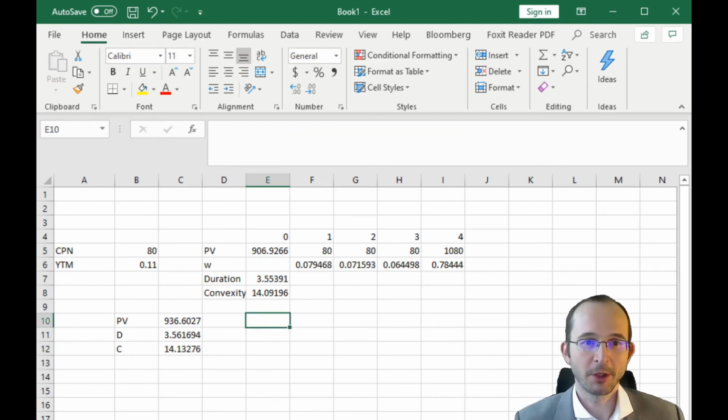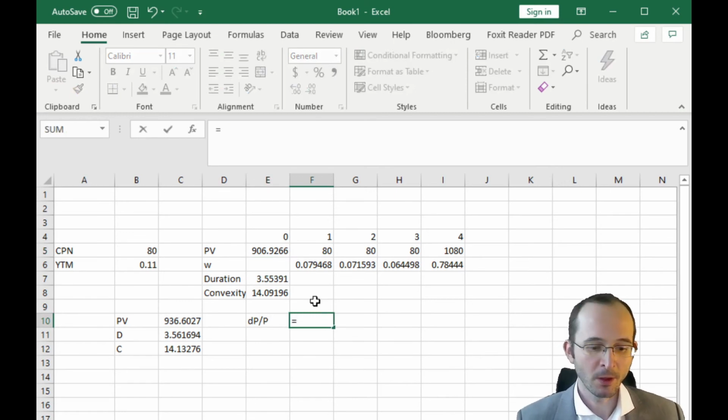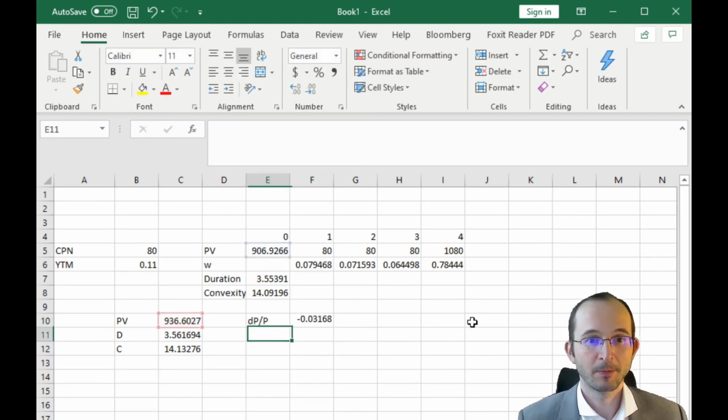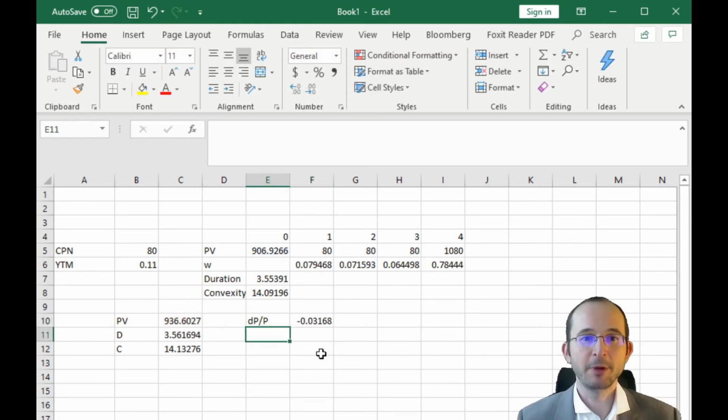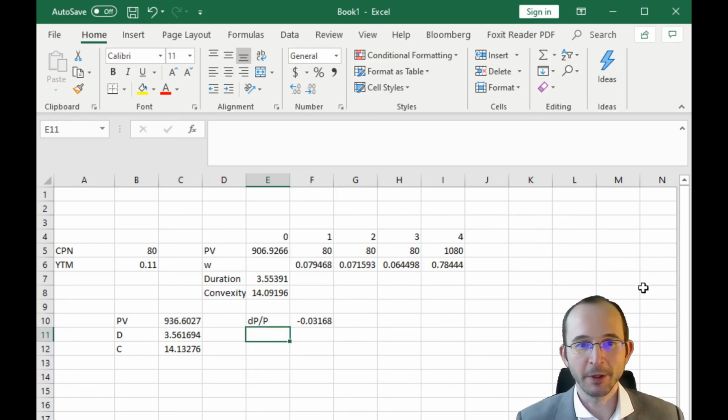Let's look at the change in the bond's price relative to the price. So that's going to be new price minus old price over price. This bond dropped by about 3.1% if we actually estimate its value by discounting all the cash flows all over again.